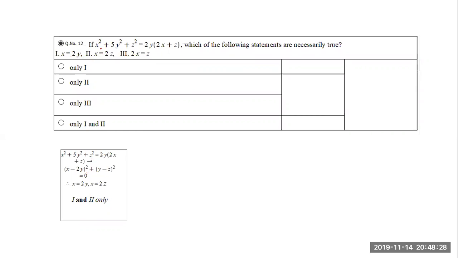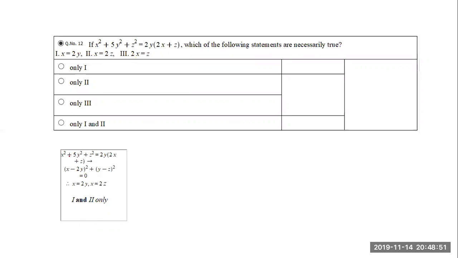So this expression, if I simplify it, I must be able to get factors of x minus 2y. If x minus 2y factor comes, then x is equal to 2y is correct. x minus 2z or x minus y, whatever it be, because if y is equal to z, then x is equal to 2z will be the answer. Therefore, x minus 2z or 2x minus z, this will be there.